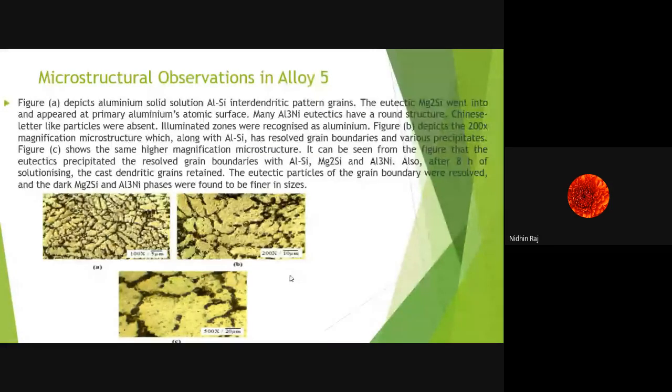Here the figure A depicts the aluminum solid solution AlSi interdendritic pattern grains. The eutectic Mg2Si went into and appeared at primary aluminum's atomic surface, and many Al3Ni eutectics have a round structure here. Now the Chinese letter-like particles were absent here also. Now illuminated zones were recognized as aluminum actually.